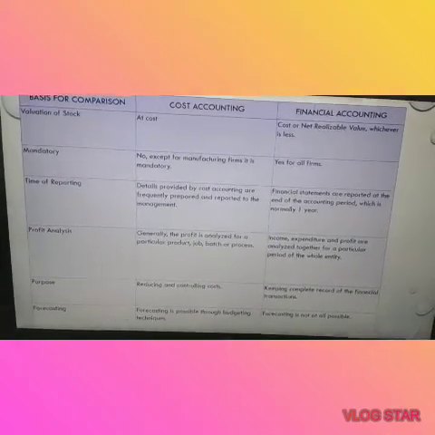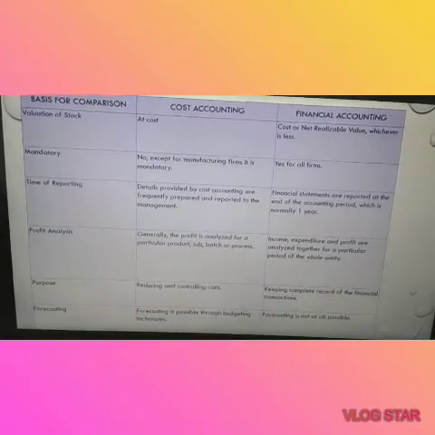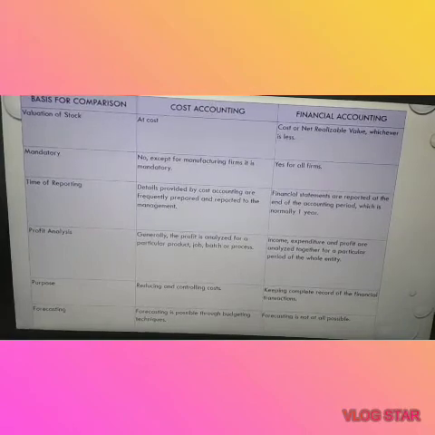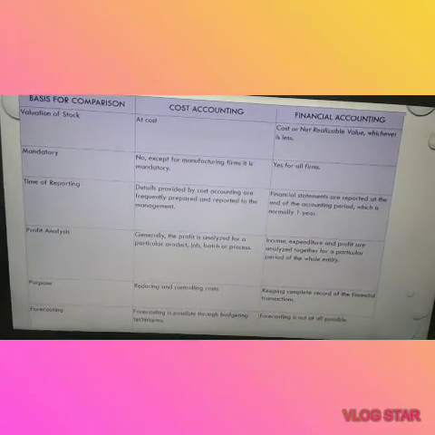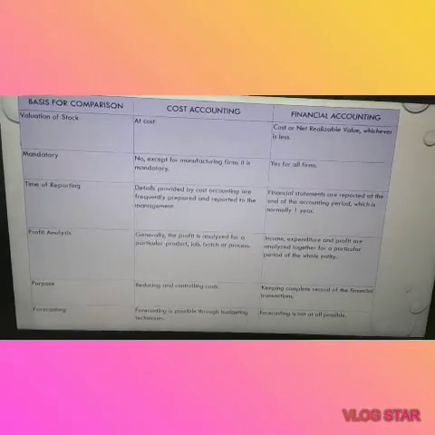Last basis for the comparison of both the accounting method is forecasting. Forecasting is possible through budgeting techniques, but forecasting is not at all possible in financial accounting.